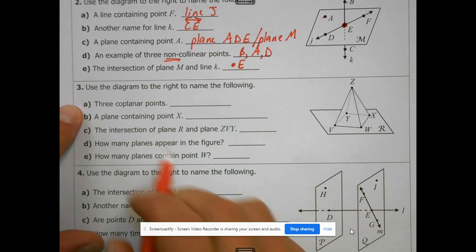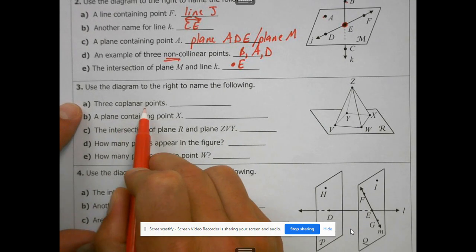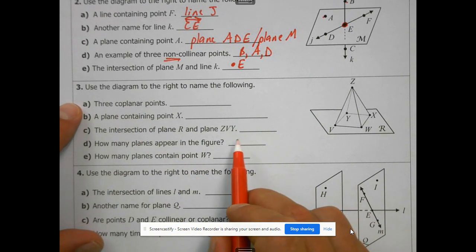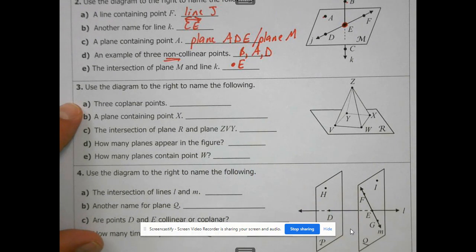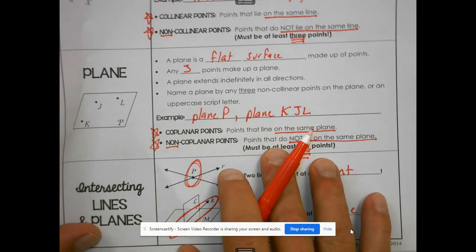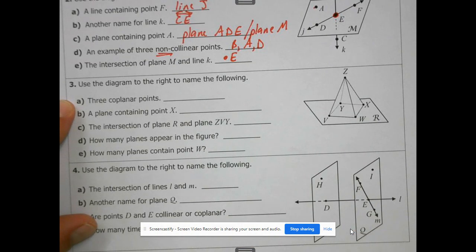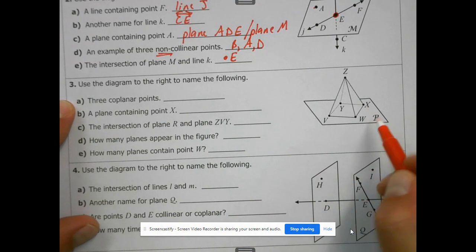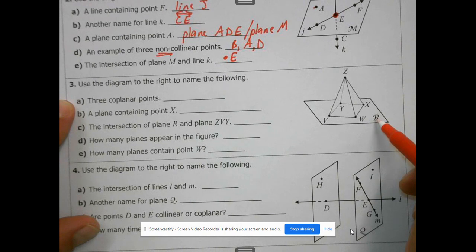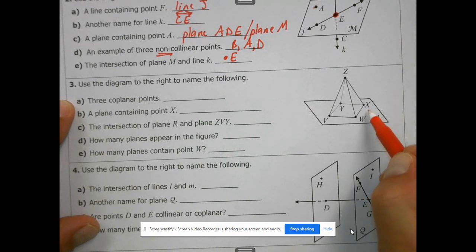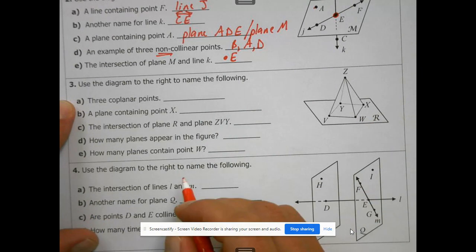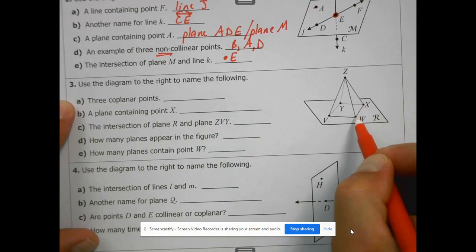A says name 3 coplanar points, 3 points on the same plane. Remember, coplanar, 3 points on the same plane. Okay. So if I check out my example here, here's plane R. I'm going to pick 3 points on this bottom plane. You got 4 of them. You've got X, Y, V, and W. Just pick any of those 3. I'm going to pick X, W, and V.